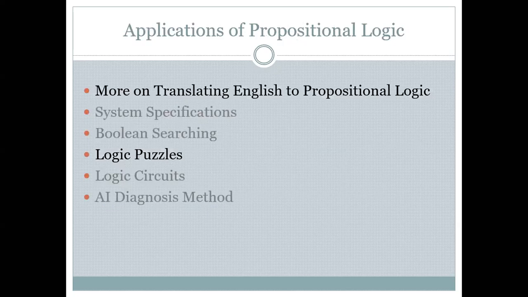Okay, so these are just applications that I wanted to do. There's lots of things we could talk about. There are some computer science applications: system specifications, Boolean searches, logic circuits. If you took something called DLD over in the engineering department, digital logic design, you would spend lots of time on logic circuits. AI diagnosis methods, even things like machine learning, all of that depends on this formalized version of logic that we're talking about here, okay? Basically, all of computer science is built on the back of this symbolized version of logic.